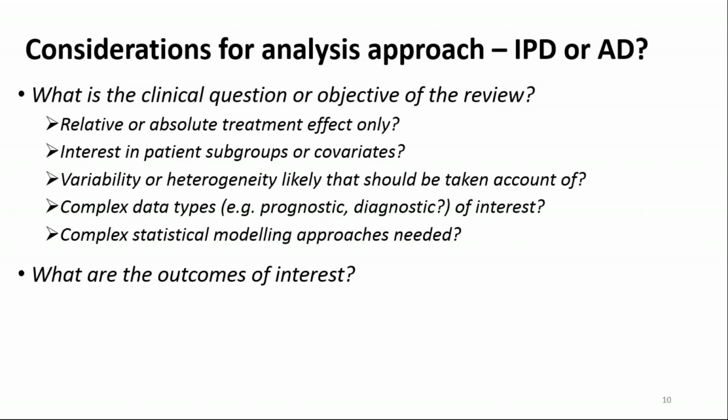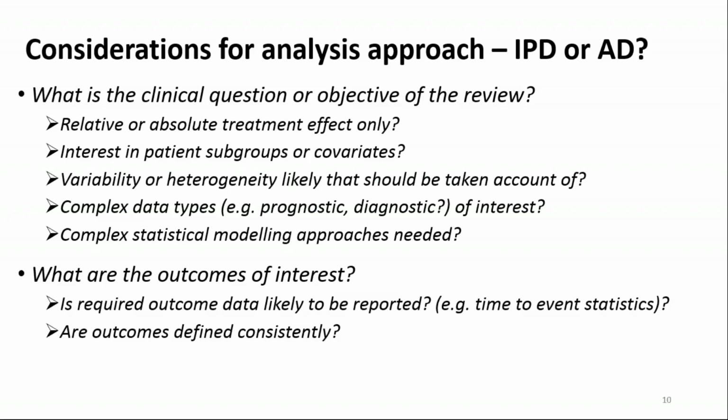Also think about the outcomes of interest. Are the outcome data actually likely to be reported? For example, are time to event statistics of interest, as it is well documented that these sorts of outcomes aren't very well reported in the published literature. Also consider the definition of the outcome. Is it likely that all studies will define the outcome in the same way, or could there be any scope for differences or inconsistencies in the definition of the outcome across studies?